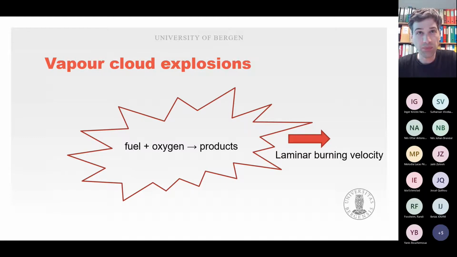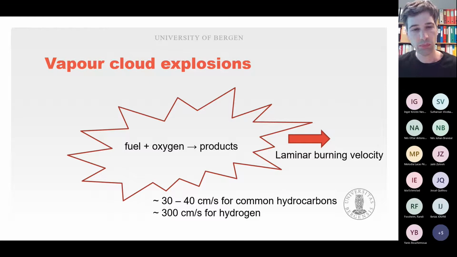So if this flame is not disturbed, it will typically go with what is called the laminar burning velocity. This depends on the type of fuel we have and the ratio between the air and the fuel. So the maximum laminar burning velocity for most hydrocarbons is about 30 to 40 centimeters per second. Well, for hydrogen, this is about 300 centimeters per second.